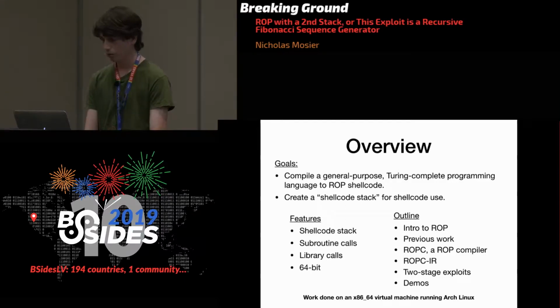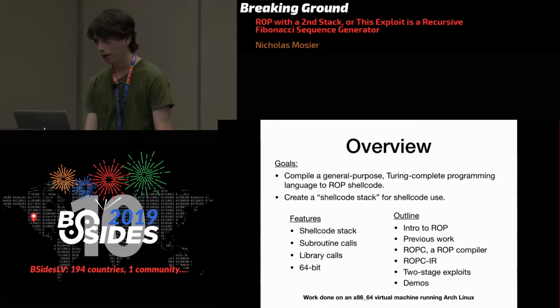The idea is that this shellcode stack would be used to record the shellcode program's call stack, and the state of each function, the local variables, et cetera. The second goal is just to see how many usual programming features you can recreate if you have access to a stack. The source language I call ROPC-IR. That supports shellcode subroutine calls and calls into library functions in libc. I did all my work on a virtual machine running x86-64 Arch Linux.